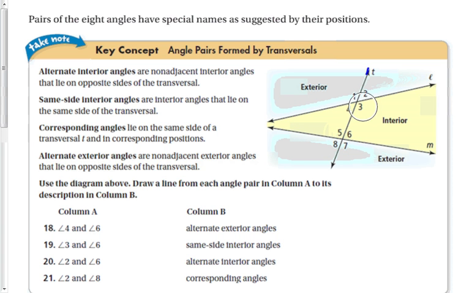Same side interior, well, that's pretty obvious now that you saw the alternate one. Same side interiors would be like 3 and 6 or 4 and 5. Corresponding angles lie on the same side of a transversal and in corresponding positions. So corresponding means the same side of the transversal, like 5 and 1, they're both above the line, or 4 and 8, both below the line. Alternate exterior, so now we've got to be outside the interior part. That would be like those two. All right, so go ahead and match them up, see if you understand that.